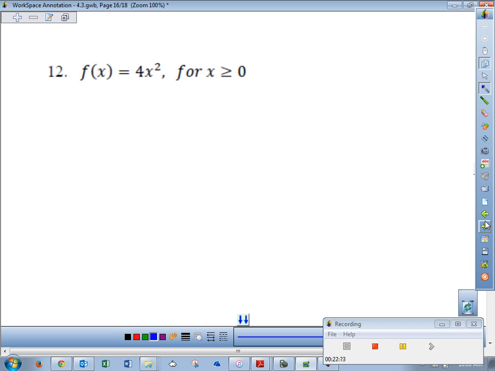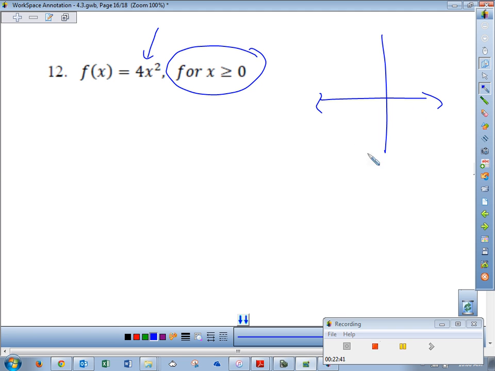12. F of x equals 4x squared for x greater than or equal to 0. Let's kind of understand why they did this. Let's preview. No calculator. Do you know what this looks like if we graphed it? It's a parabola that opens which way? Up. It would be like so.